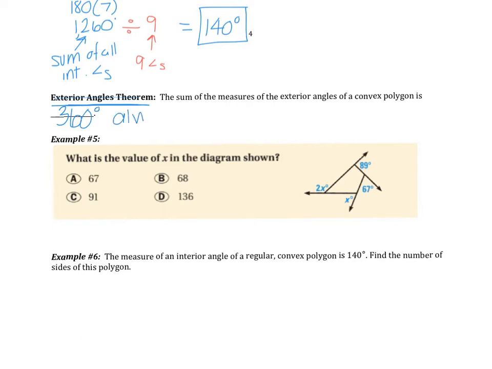Always. Don't worry about plugging into the formula. No matter what, it's going to be 360 degrees. So, example 5 shows that example. What is the value of x in the diagram shown?